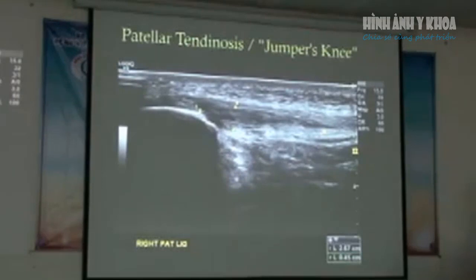So this is a case of patellar tendinosis or jumper's knee. The condition is named jumper's knee. And traditionally this affects younger, more athletic people, so young sports people. And what happens is you get tendinosis of the proximal patellar tendon as it inserts onto the patella.